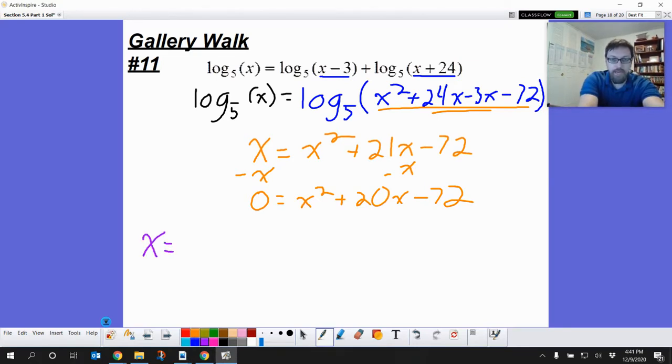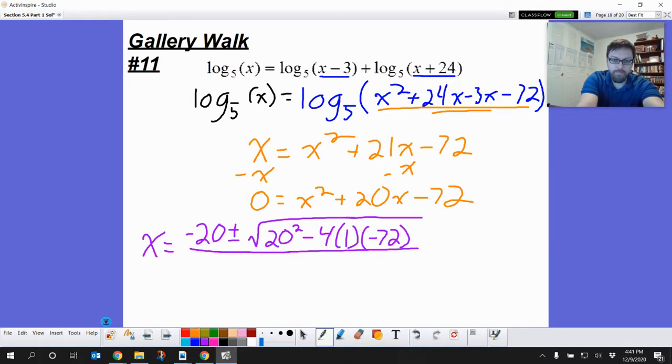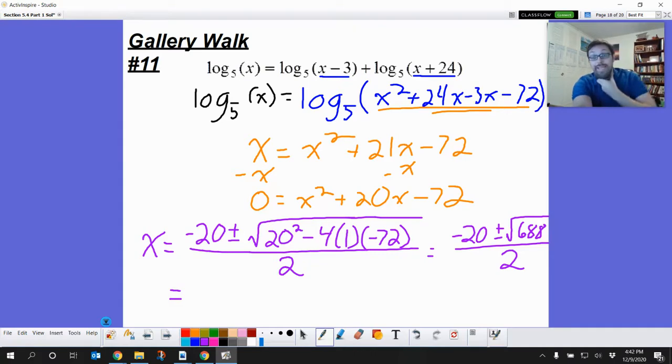So we need opposite b, so negative 20 plus or minus the square root of 20 squared minus 4 times our a times our c, negative 72, all over 2a, so 2. So this equals negative 20 plus or minus the square root of 688. I've got my key over there just to make sure I don't mess this up. If I type all of the discriminant into my calculator, the thing inside of the square root, 688. If you play around with it on your calculator, you'll find it's divisible by 4.